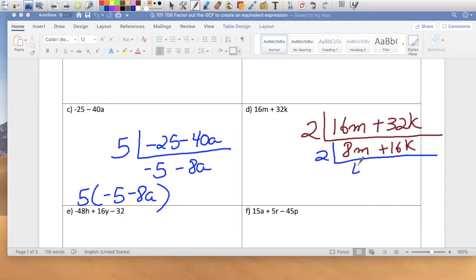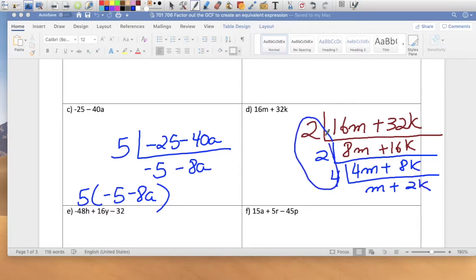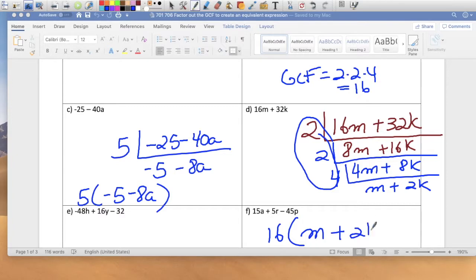2 goes into 8m 4m times. And 2 goes into 16k 8k times. And then you notice that we're still going. So this time I'm going to pull out a 4. 4 goes into 4m 1m times. And 4 goes into 8k 2k times. Here's my final answer. And the GCF is the product of those 3 numbers, which is 2 times 2 times 4. And you notice that equals 16. So it's going to be 16 on the outside and m plus 2k on the inside.